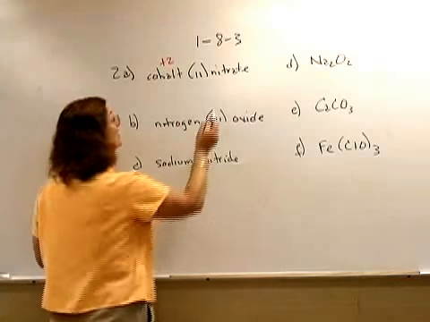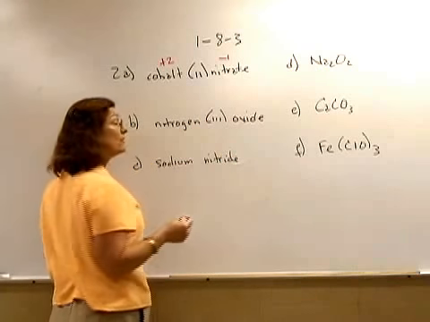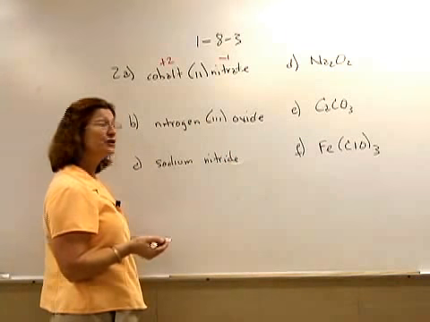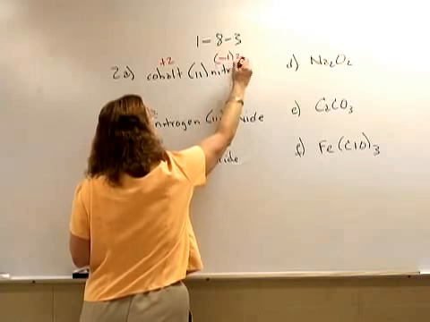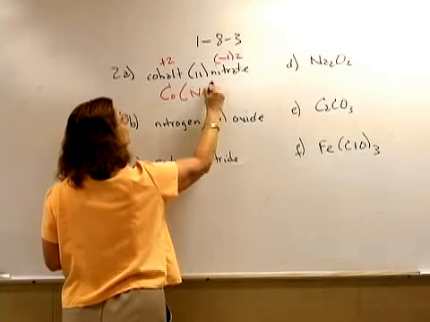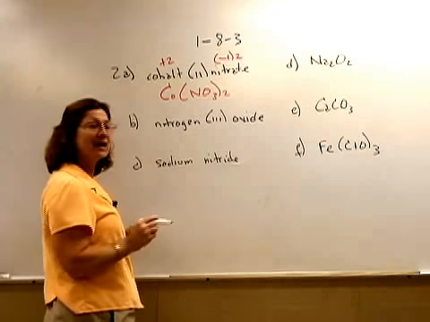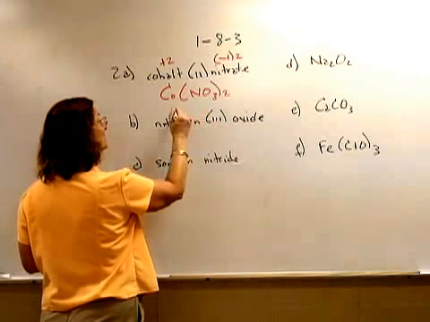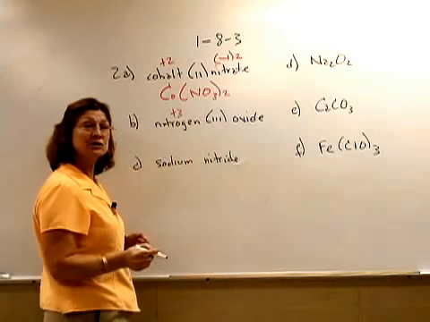Nitrate is a polyatomic ion with a -1 charge. The common multiple between 2 and 1 is 2, so I need 2 nitrates. Co(NO3)2. Again, my Roman numeral is telling me that nitrogen has a +3 charge.